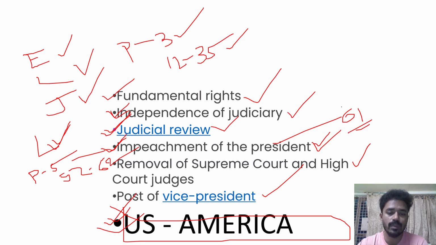And next one, the removal of the Supreme Court and High Court judges. And next, post of vice president. These two are taken from the American Constitution.